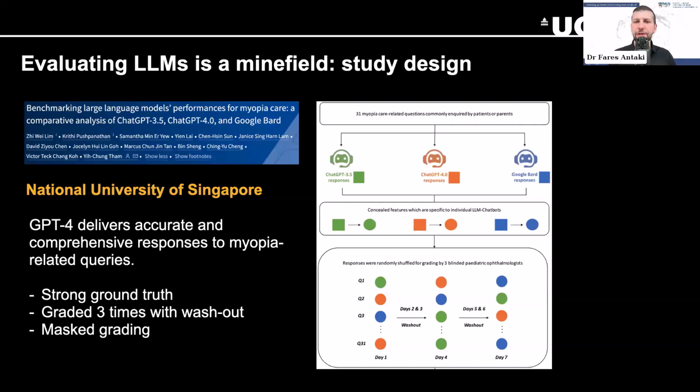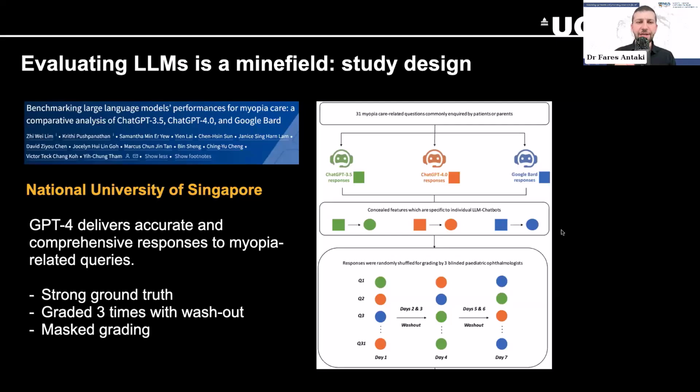That conclusion is really good, but I think one of the nicer things about this paper is the methodology. So there's a very nice design of testing multiple LLMs and then concealing the features that identify the LLMs and asking 3 experienced pediatric ophthalmologists to evaluate those responses. They asked them to grade the answers multiple times with a washout period, which gives us a really robust and clean evaluation of the answers of the LLMs.